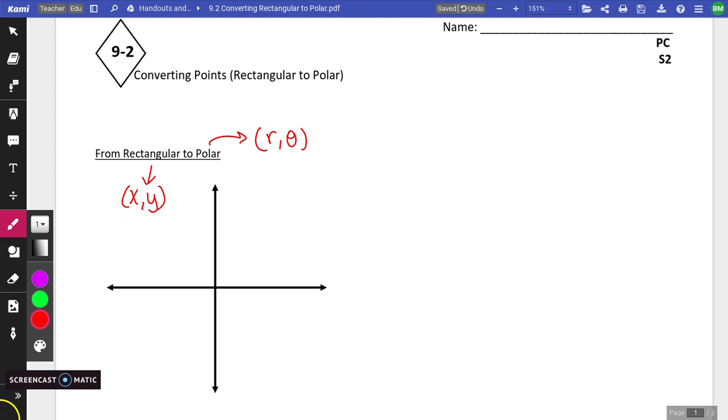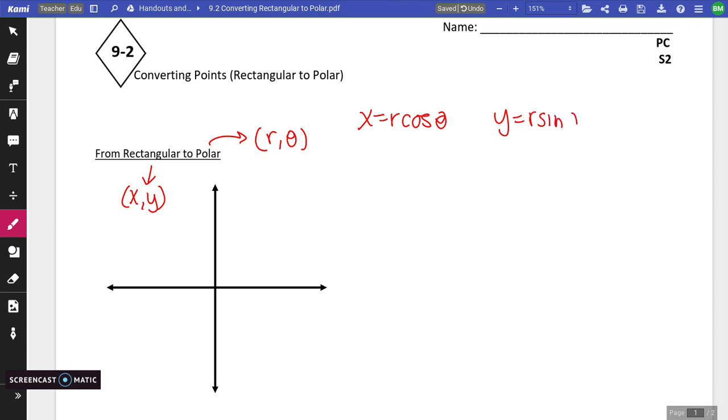Before we start converting, we need to know a couple more equations here. From the last set of notes, we already know that x equals r cosine theta and y equals r sine theta. Now these are good for our other direction of converting, but this time I want r and theta, so I need equations that have something equal to r and something equal to theta.